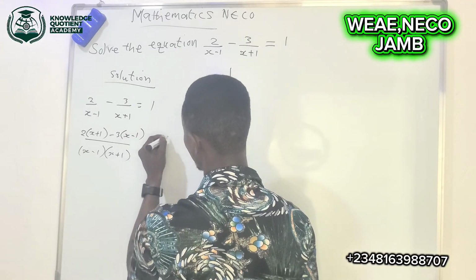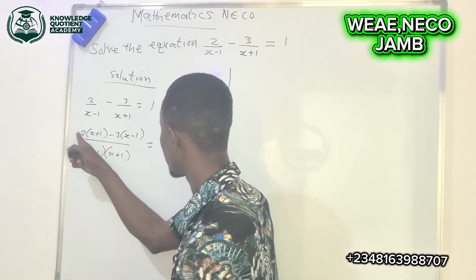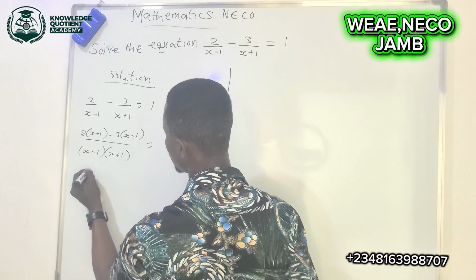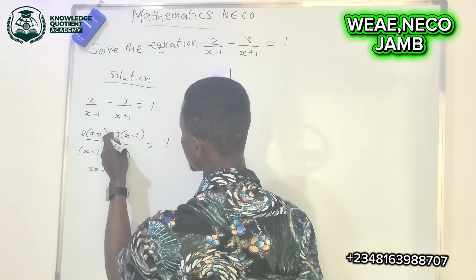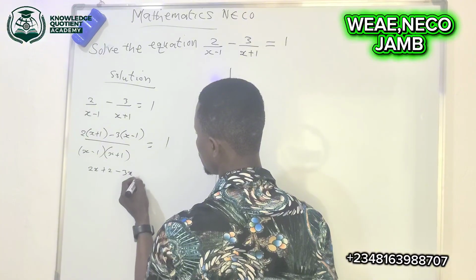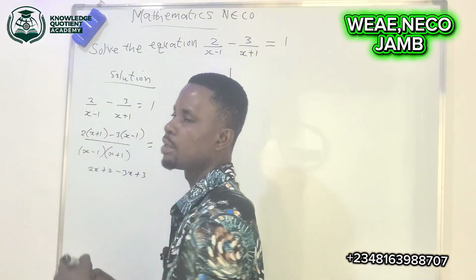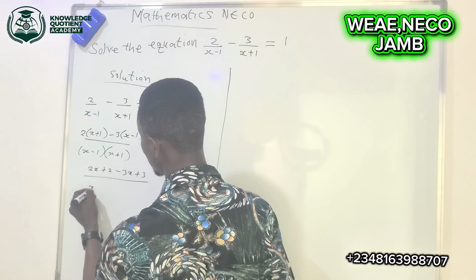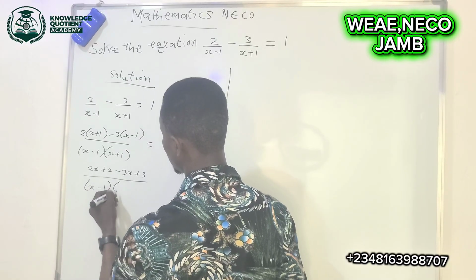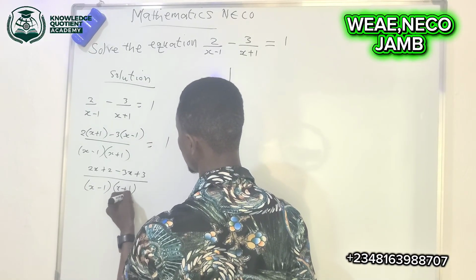Everything is equal to 1 now. When you are through with this, you can now open this bracket. This will give me 2x, then times this will give me plus 2, minus 3x plus 3, because minus times minus will give you plus. Everything all over x minus 1, then x plus 1, equal to 1.